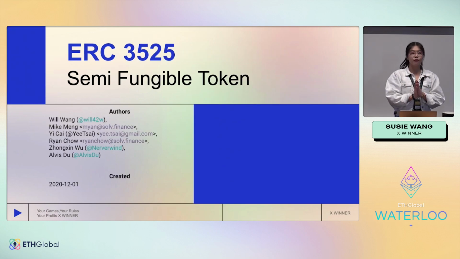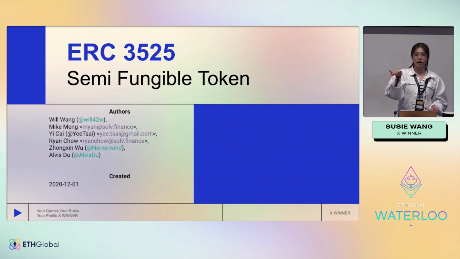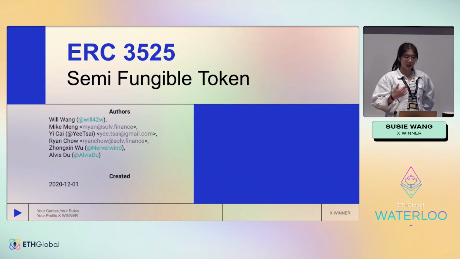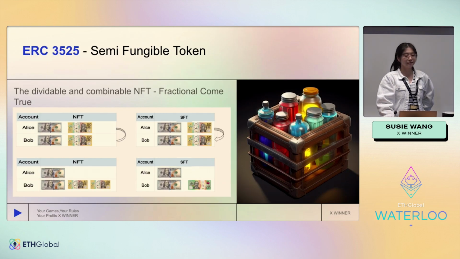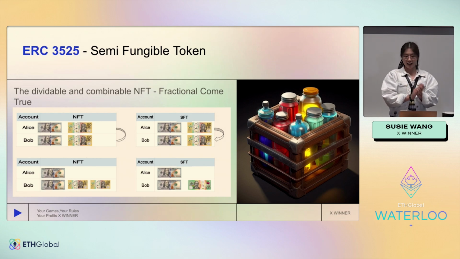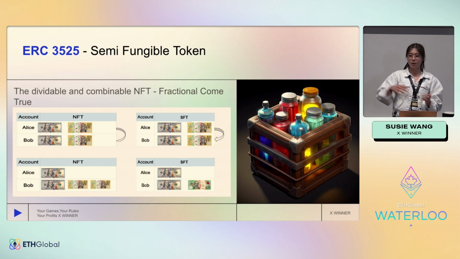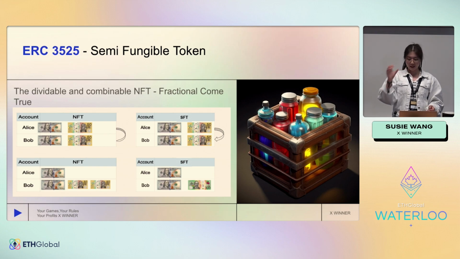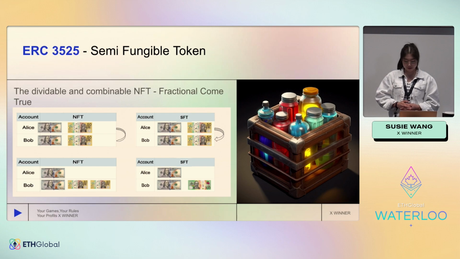ERC3525 is also adding another layer on top of everything else. It was introduced by the Solv Protocol team, and it was created in late 2020, so not very far away. It's called a Semi-Fungible Token. Let's imagine something together. If I have a water bottle, I'm sorry I did not bring my water bottle today, but let's imagine it sitting here. It's a container holding a unique item. It's indivisible most times, and it has to be used as a whole.